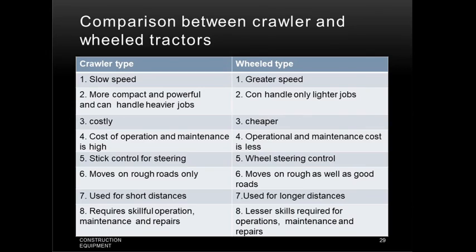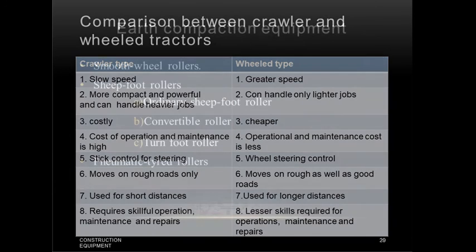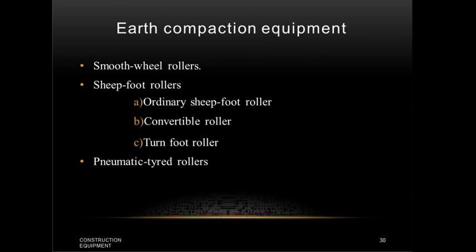Crawler type moves on rough road only. Wheel type moves on rough as well as good road. Crawler type is used for short distance, and wheel type is used for longer distance. Crawler type requires skillful operation, maintenance and repair, whereas wheel type requires lesser skill for operation, maintenance and repair. Okay, so these are the various points that separate the crawler type tractor and wheel type tractor.